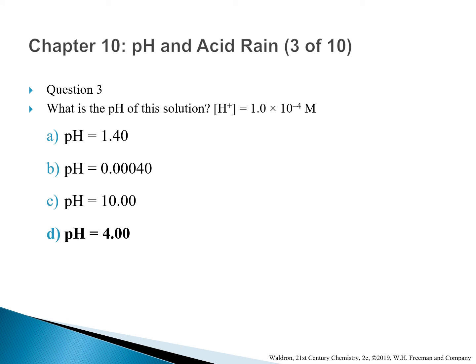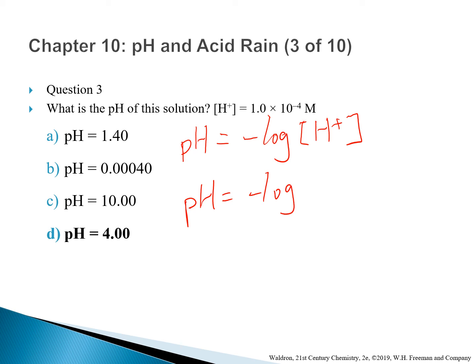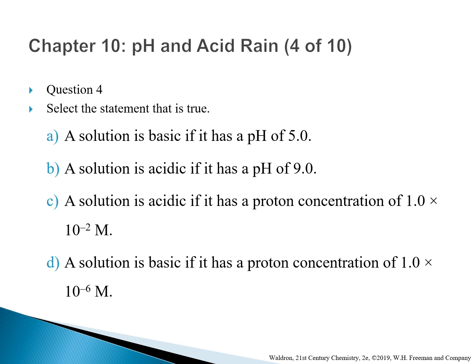The correct answer is D, pH equal to 4.00. In order to solve this question, you need to use the formula: pH is defined as the negative log of the concentration of the hydronium ion. Therefore, you just have to plug in the H+ concentration, 1 times 10 to the minus 4. Then you will get pH equal to 4. That's choice D.